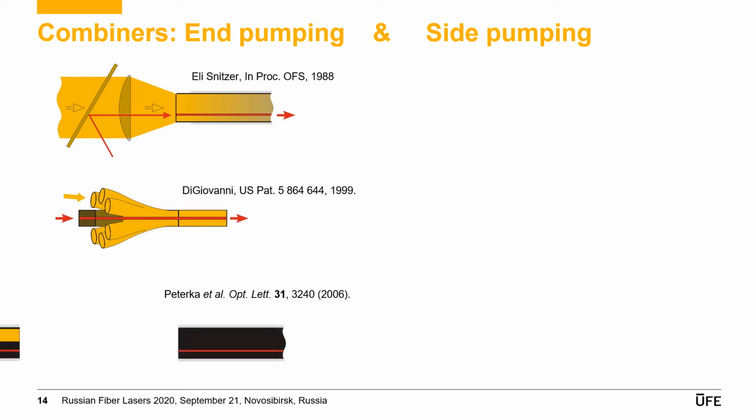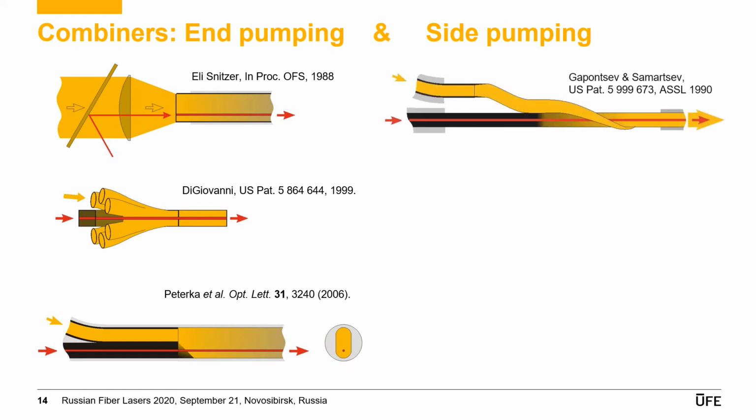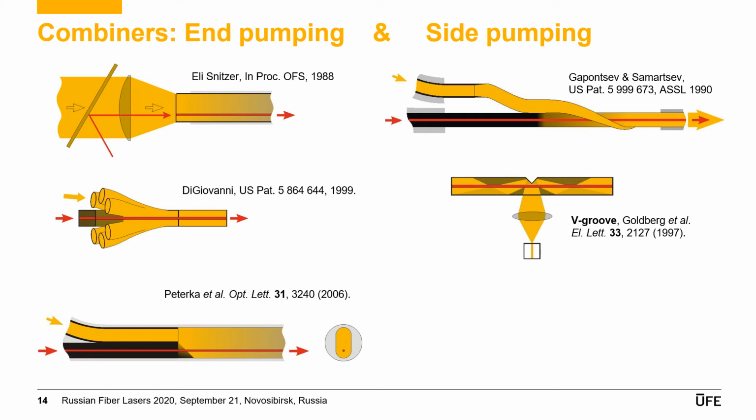Double-clad fiber can be end-pumped by direct splicing of pump and signal fiber. So, there is no need for a combiner at all. But it is better to have a double-clad fiber with cross-section similar to the input fibers, like the stadium here. The second group is side pumping schemes of combiners. The beauty of this combiner invented by Gapontsev and Samartsev is that the signal fiber goes through the combiner and the mode field of the signal is almost unchanged. You can couple pump from the side of the fiber by using some refractive or diffractive element like the V-groove here.